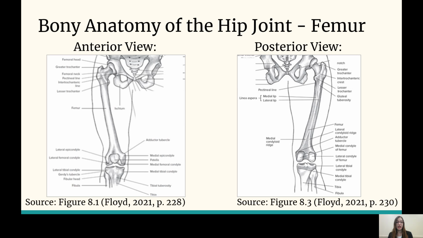And in a healthy hip, like this one that's pictured, the femoral neck is intact and connects the femoral head within the hip socket to the shaft of the bone below.